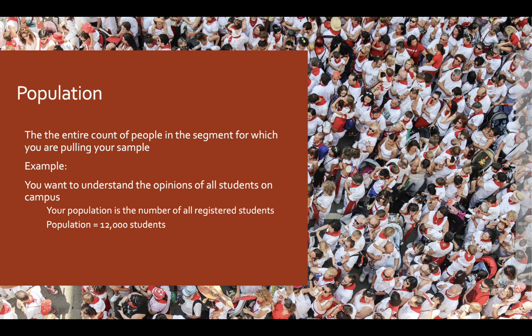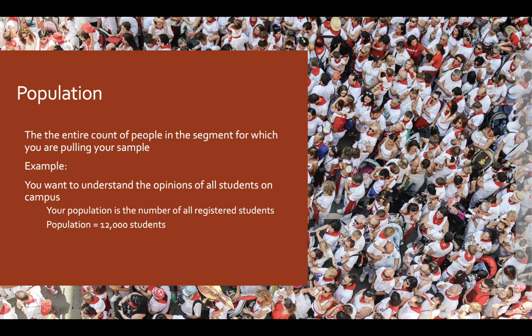So the population, when you hear a population for a research study, we are talking about the entire count of people in a segment from which you are pulling your sample. This can be daunting, right? Because say, for example, if you want to measure everyone within a city or everyone in a nation, it's really hard to know exactly how many people that is because it changes all the time. So we try to make a pretty good guesstimate.